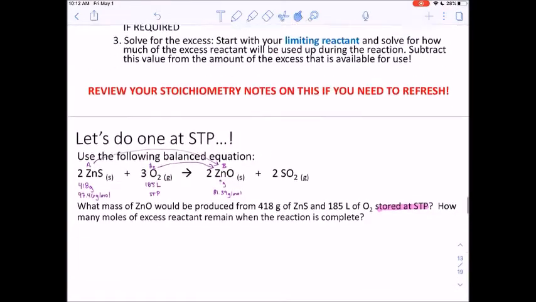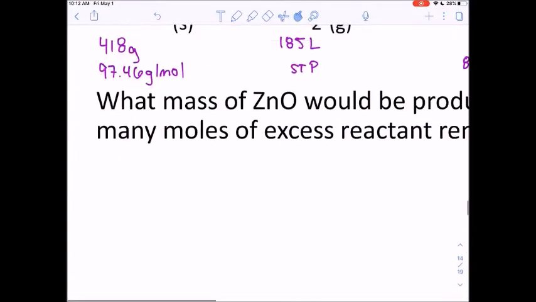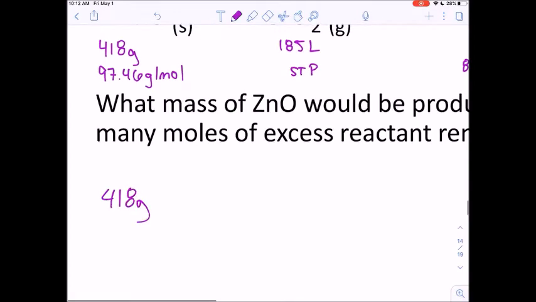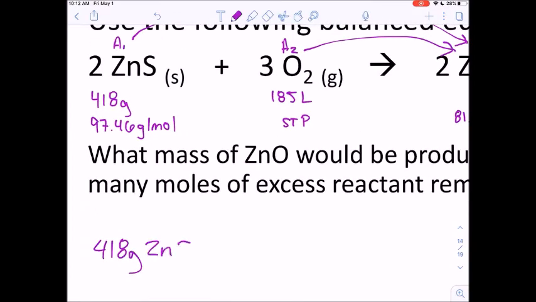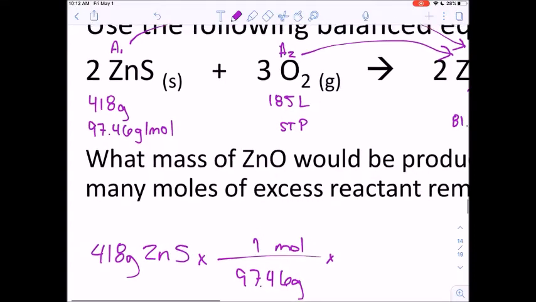So we're going to start by writing down the mass that it gave us, 418 grams. This is grams of ZnS, which is our zinc sulfide. My first step was molar mass. Grams is on top here, so grams is going to be on bottom here. My mass was 97.46 grams per mole.